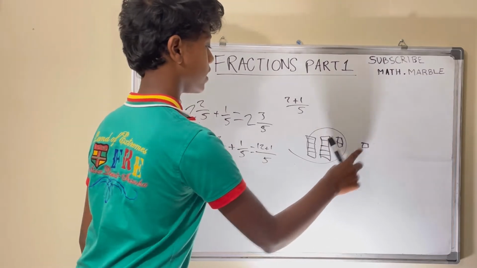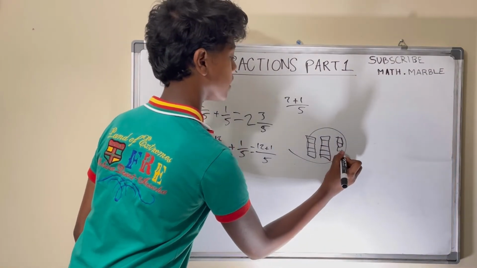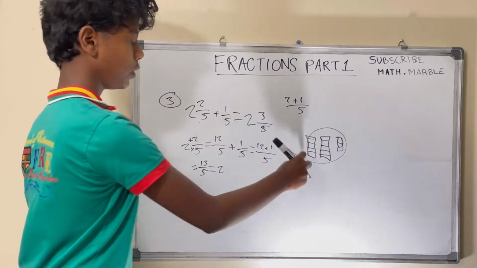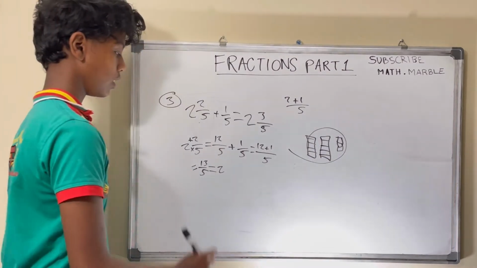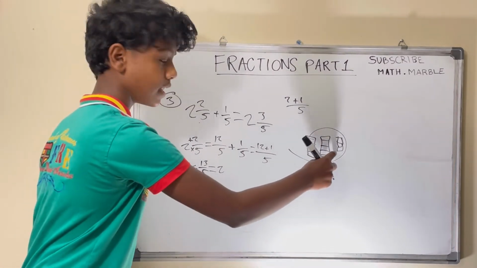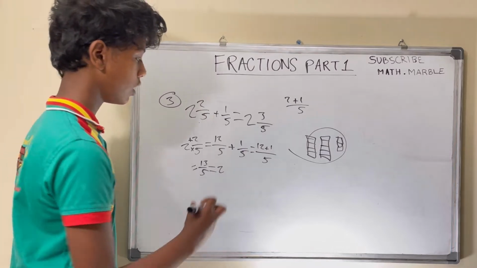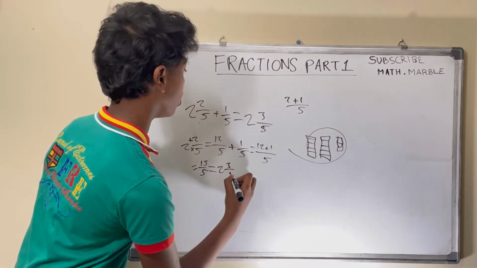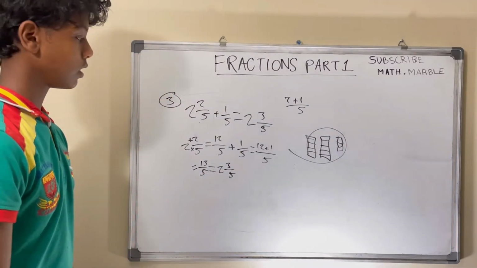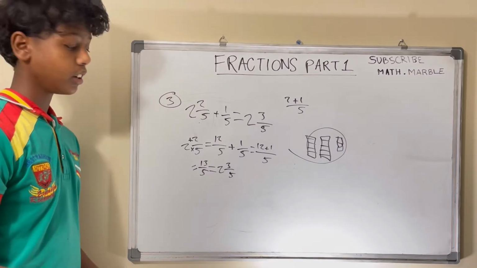Now that we added this, it's now 3 pieces of chocolate. 2 chocolate bars and 3 pieces of chocolate. So 3 pieces out of a 5-piece chocolate bar, that's 3/5. Our answer is 2 3/5. I hope you understand this part, and we'll move on to the next question.